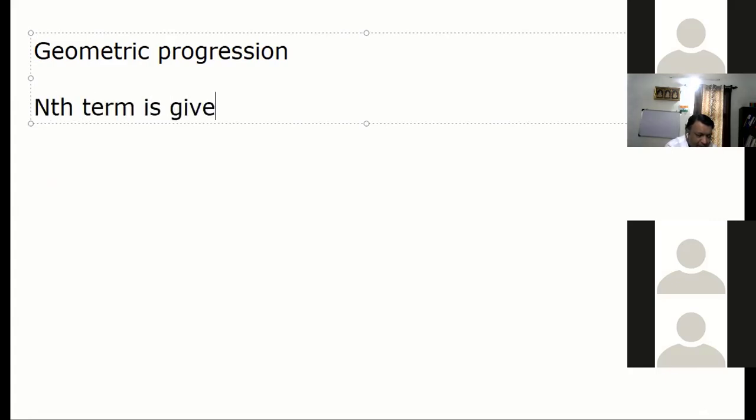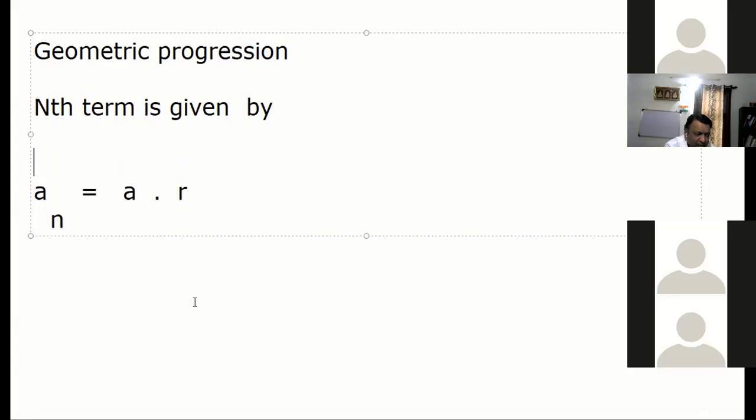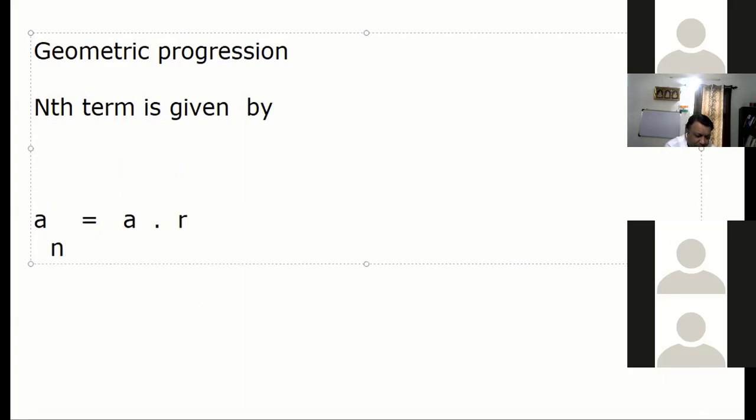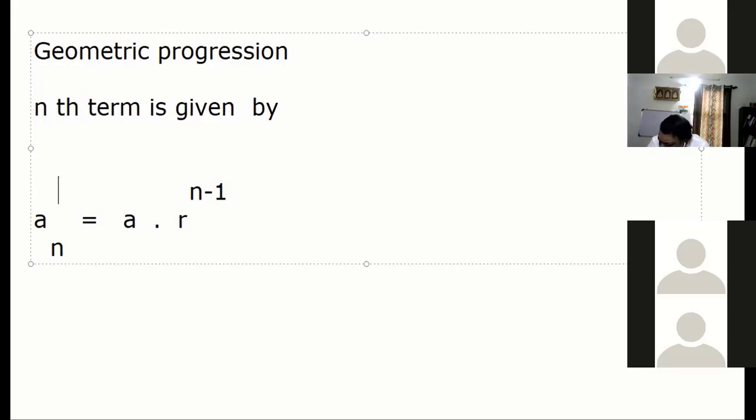is given by, for any geometric progression, A of n. Remember we have done the nth term for arithmetic progression. Here it is given by A into R to the power n minus 1. n is the number of terms. Let me write small n so there is no confusion. The nth term is given by A times R to the power n minus 1.